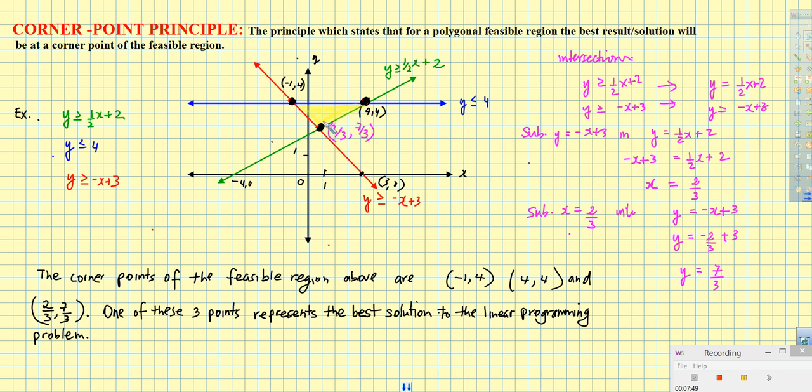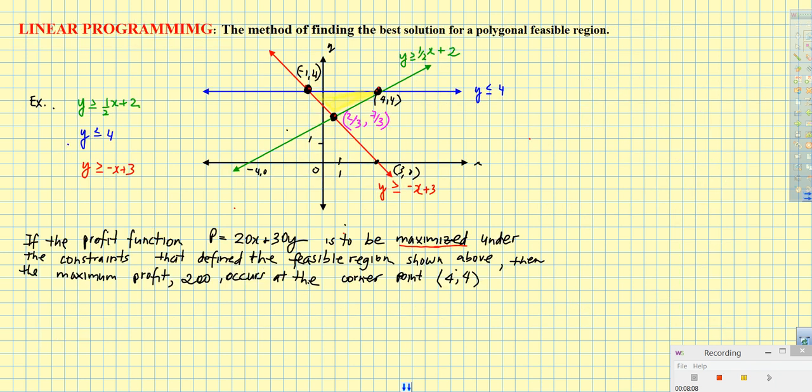So what that tells me is that the third corner point is going to be found at x equaling 2/3, which we just figured out from up here, and my y value is equal to 7/3. So I'm done.